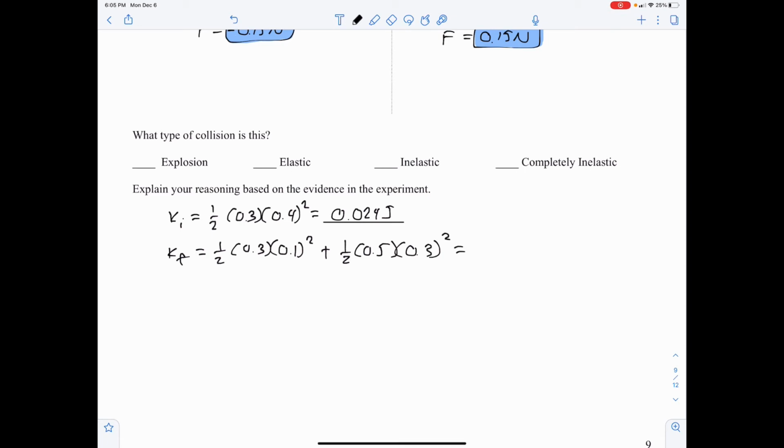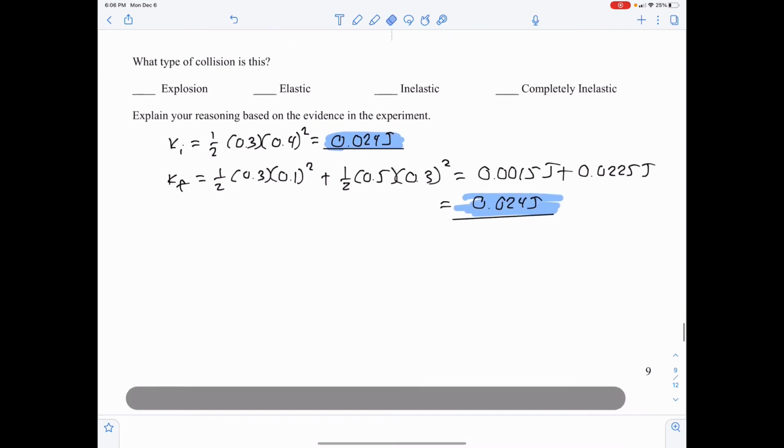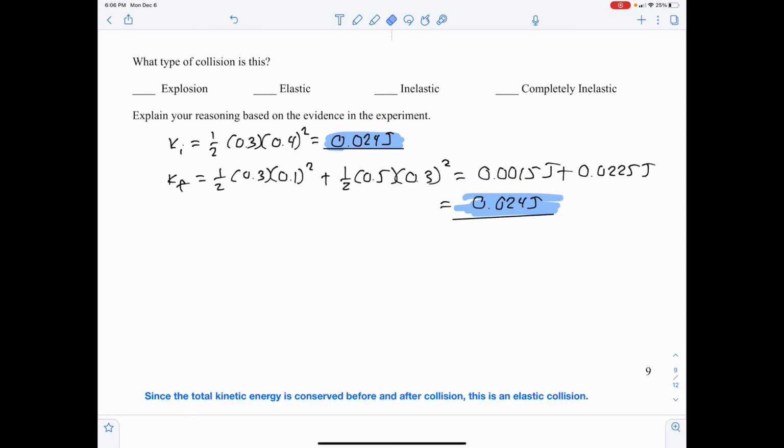Well, the first mass has a kinetic energy of 0.0015 joules, and the second one has a kinetic energy of 0.0225 joules, for a total kinetic energy of 0.024 joules. So you can see the kinetic energies are the same. Since total kinetic energy is conserved before and after collision, this is an elastic collision.